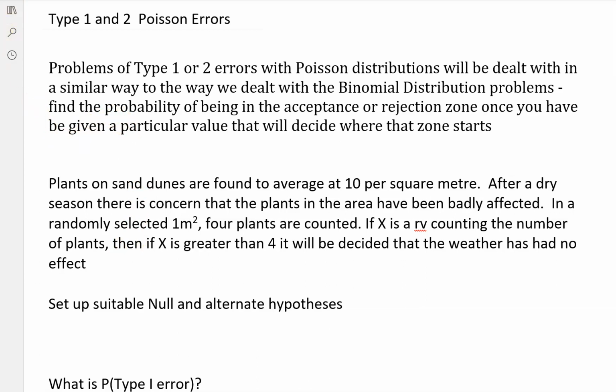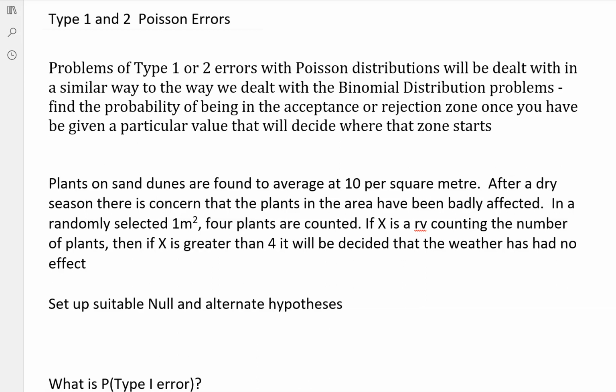So here's a problem based in ecology. Plants on sand dunes are found to be on average 10 per square meter. After a dry season, there's concern that the plants in the area have been badly affected. In a randomly selected 1 meter plot, 4 plants are counted. If X is the random variable for counting the number of plants in a particular zone, then if X is greater than 4, it will be decided that the weather has had no effect. So there they've told you where our acceptance and rejection zones are going to be.